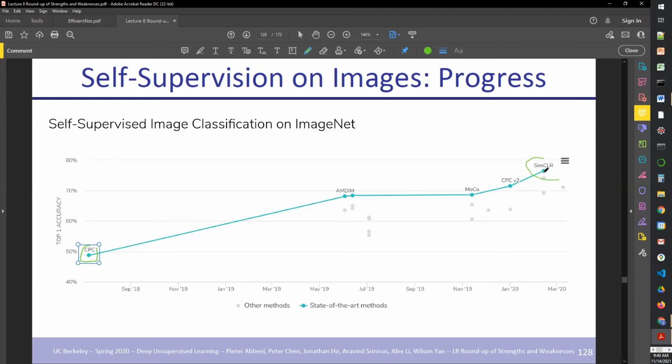We are about 18 months away. We are in the fall of 2021. So this was spring of 2020, so let's say 15 to 18 months down the road. But 15 to 18 months back, this was 76.5% in terms of the top one accuracy on ImageNet. So from 48.5 to 76.5, and this was SimCLR.